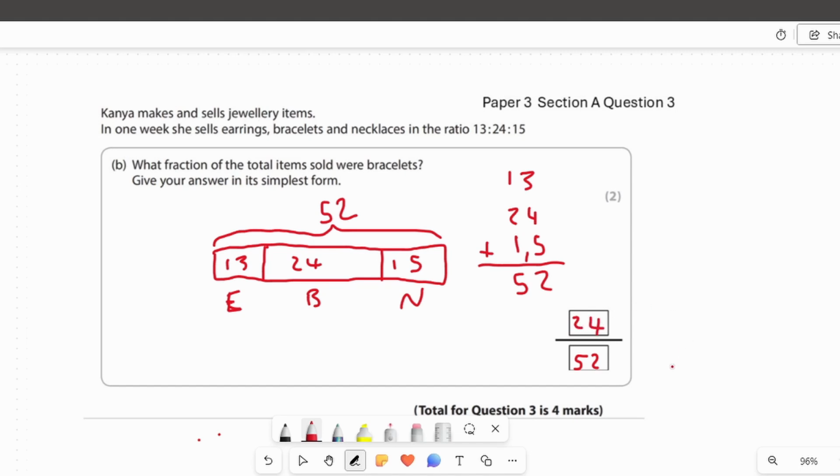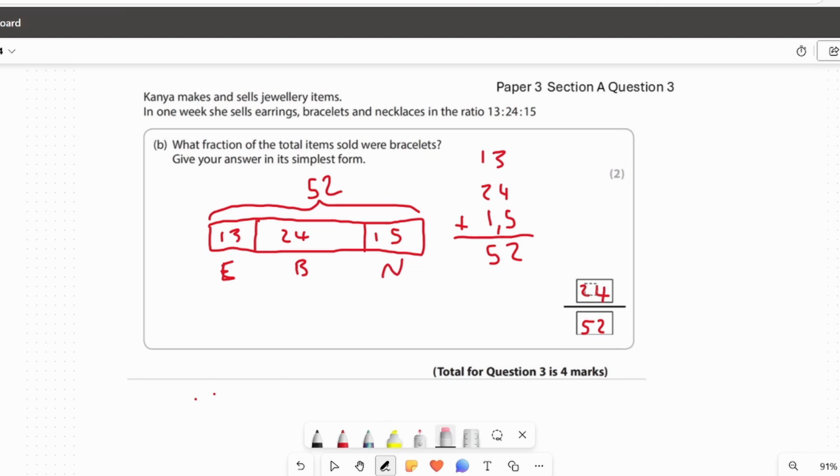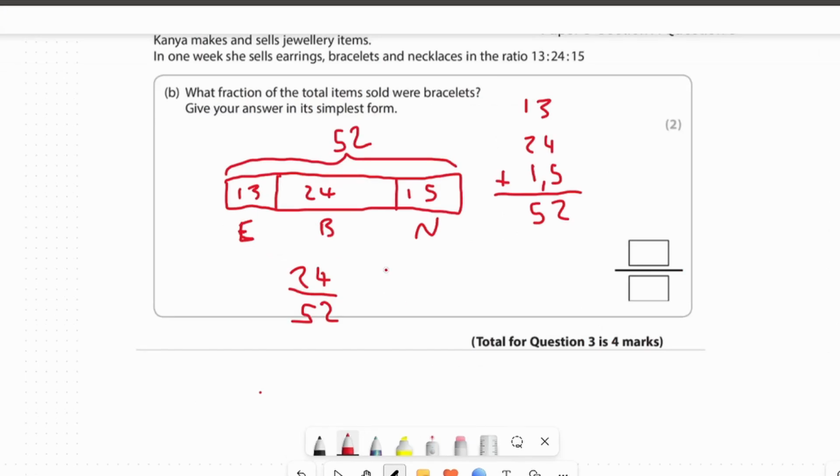However, the question is actually asking us to put it in its simplest form. So to do that, we're going to have to find a common factor for the numerator and the denominator. So looking at that, we could just use 2. How many 2s are there in 24? It's 12. How many 2s in 52? 26. And both of those numbers are even, so we're going to have to go again here.